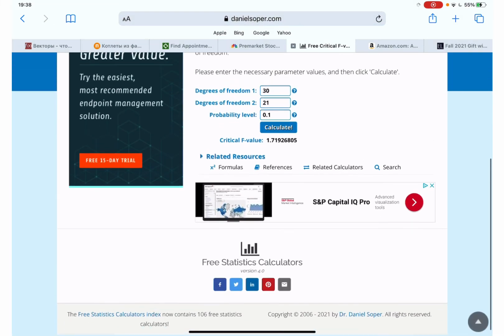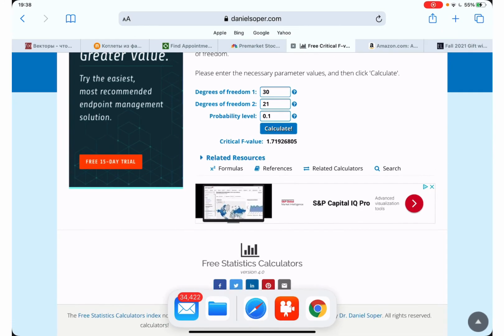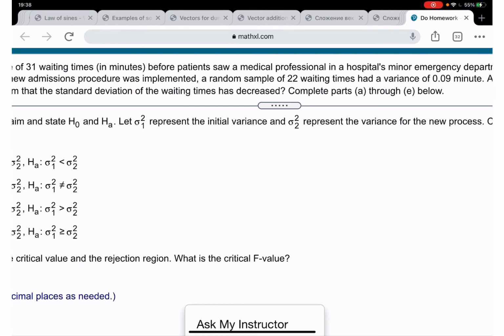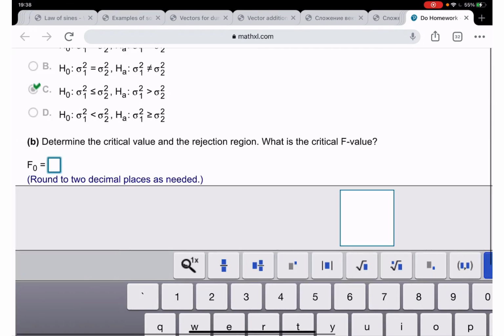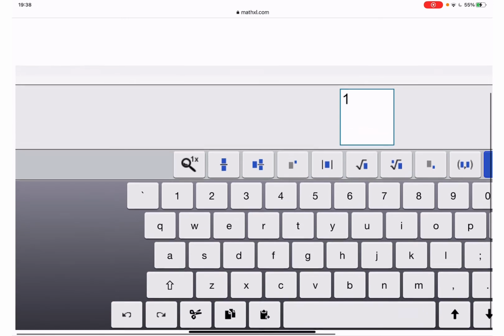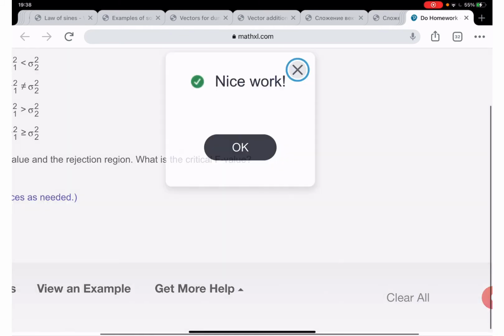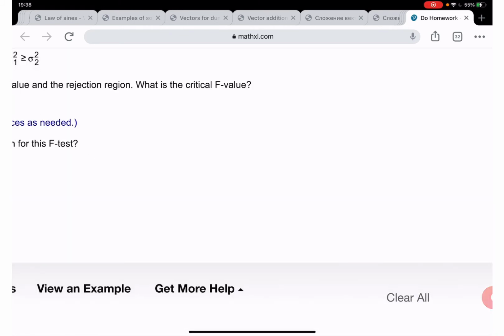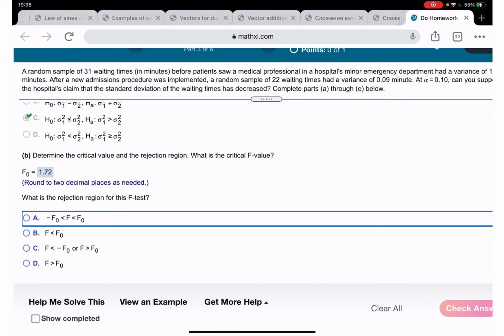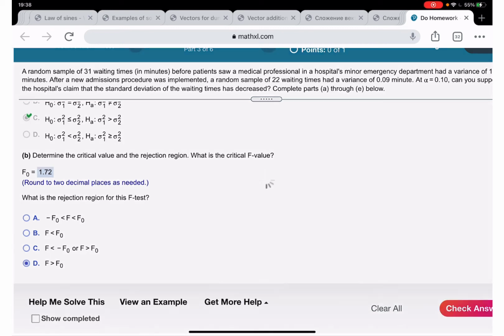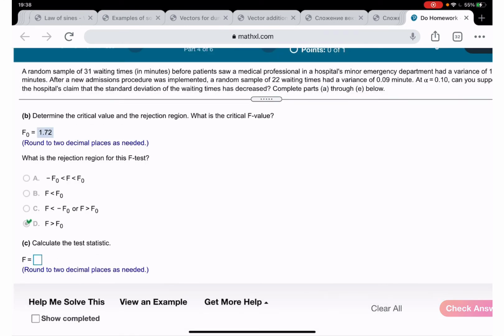Okay, and we get how much? 1.72. Okay, let's see. 1.72. Oh, interesting. This time it took it. Next, what is the rejection area? Well, obviously the rejection area is going to be greater than, right? If it's less than, then it's not the rejection but the fail to reject area.